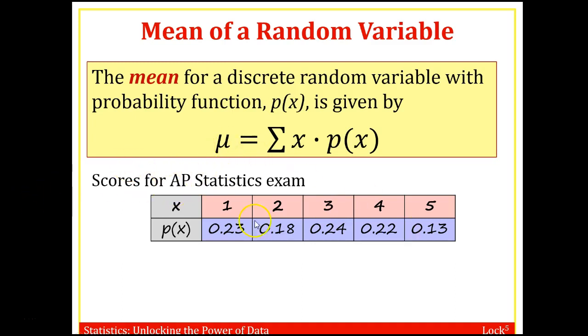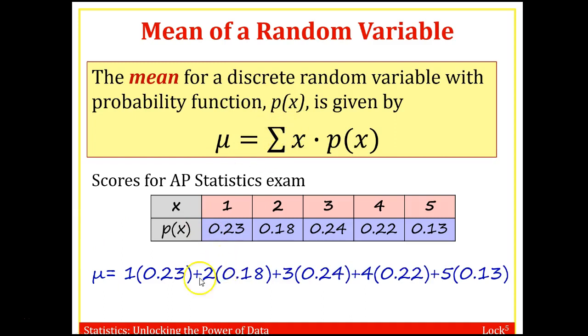Okay, so if we want to figure out what was the average score of all the students who took the AP test? Well, this mu, again that summation, is x times p of x. So in terms of this table, you multiply 1 times 0.23, multiply 2 times 0.18, as is happening right here, multiply 3 times 0.24, 4 times 0.22, 5 times 0.13, and then this summation symbol says add those numbers all together, throw them in your calculator, and we get the average score is a little less than 3, 2.84.